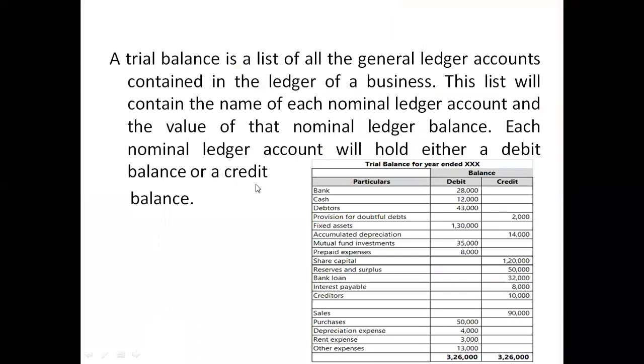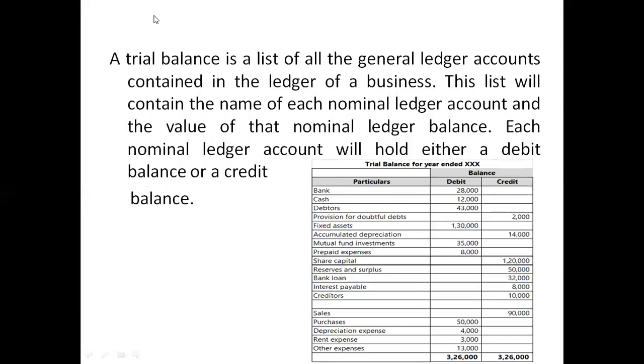Right, as I said, today's lesson is about the trial balance. First, let's see what is the definition. What is a trial balance? They say a trial balance is a list of all the general ledger accounts contained in the ledger of a business. So remember, we have done before the general ledger, the T accounts, and basically a trial balance is a list of all those accounts or a summary of all those accounts.